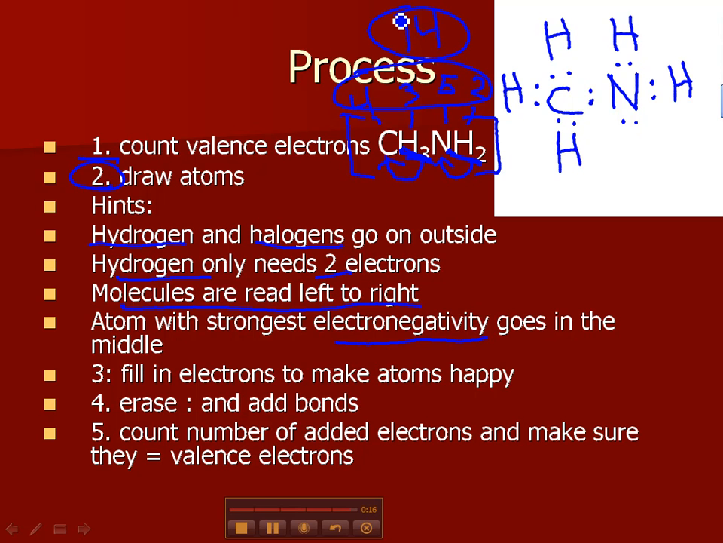The only thing we have left to do is make our bonds. Really, I would erase these electrons, but I can't do that right now. So we form our bonds. This right here will stay a free electron pair, and you are done.